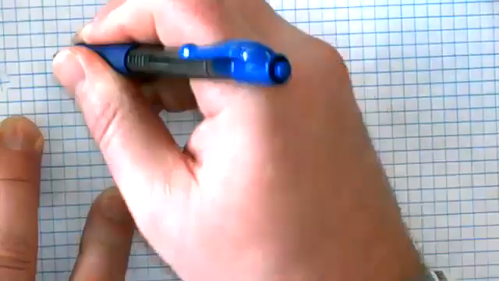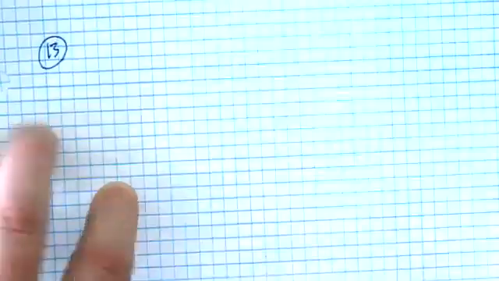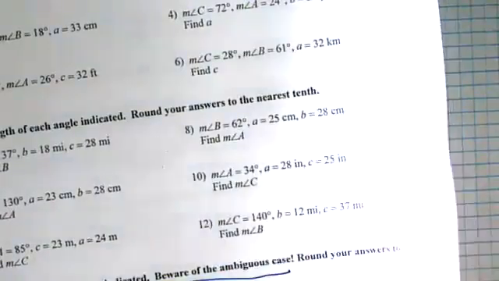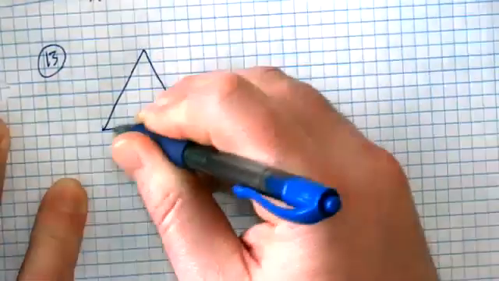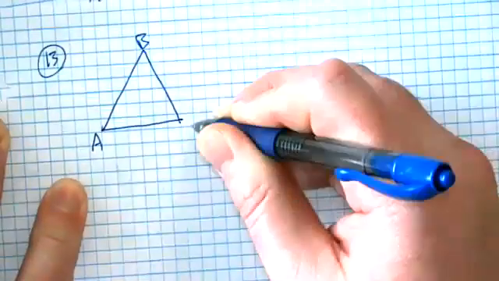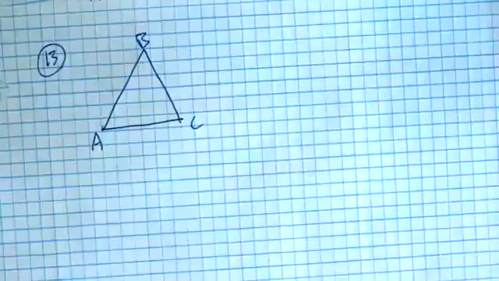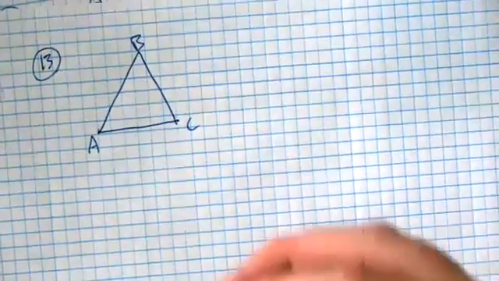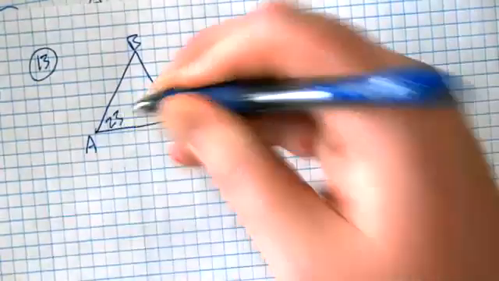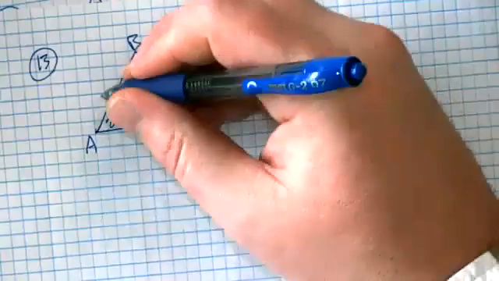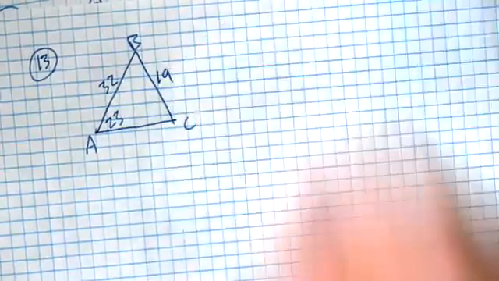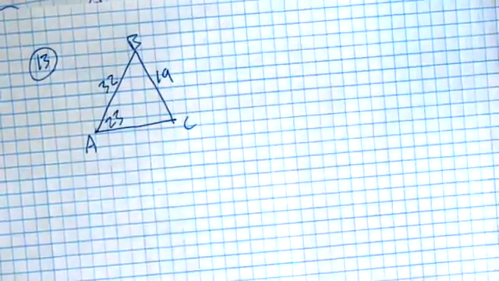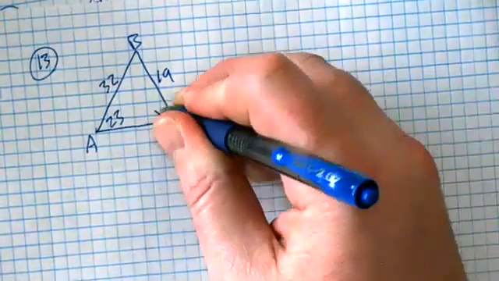All right, this is number 13. The instructions on 13 are the same as the instructions for 7, except for beware of the ambiguous case. So let's draw our triangle, ABC. Angle A is 23. Little c is 32. A is 19. And we're solving for the measure of angle C. I'm going to call it X for right now.